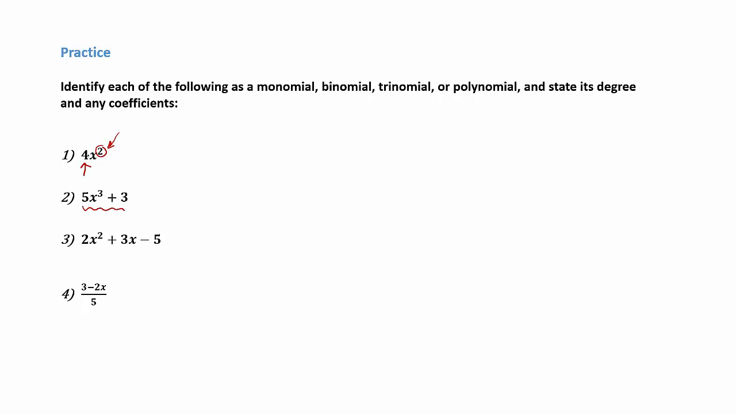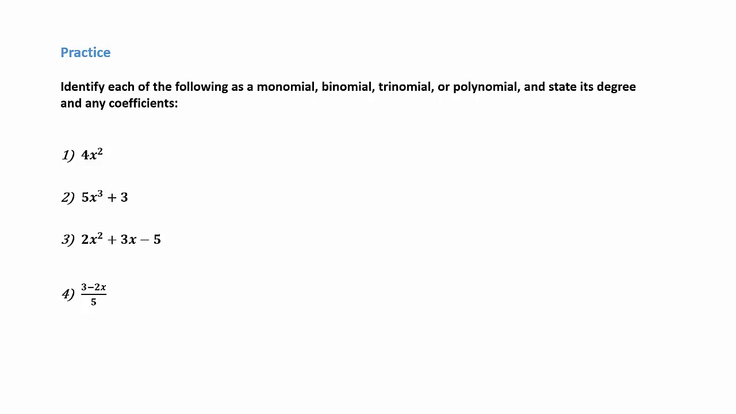This next one is a binomial. It's degree 3, and 5 is a coefficient. 3 is not a coefficient. It's not sitting in front of a variable. It's called a constant. This next one is a trinomial. It has 3 terms. 1, 2, 3. Remember, terms are separated by pluses or minuses. It's degree 2 because that's the highest exponent. This has degree 1 and this has degree 2, but the degree of the whole polynomial, the whole trinomial in this case, is degree 2 because 2 is the highest exponent in the group. And we have 2 as a coefficient and 3 as a coefficient.